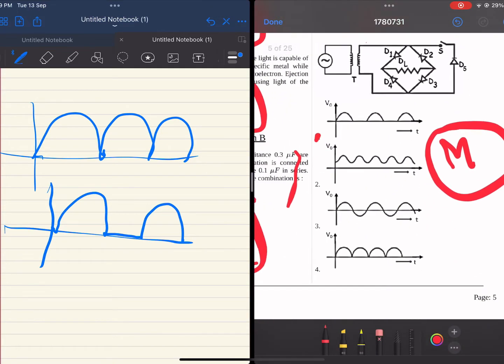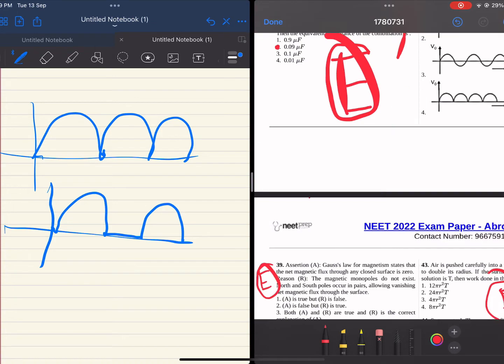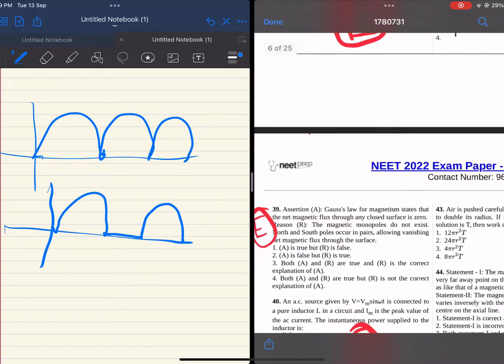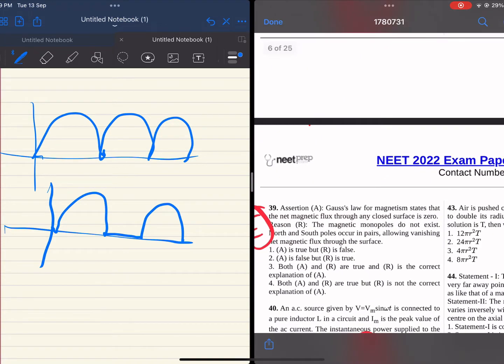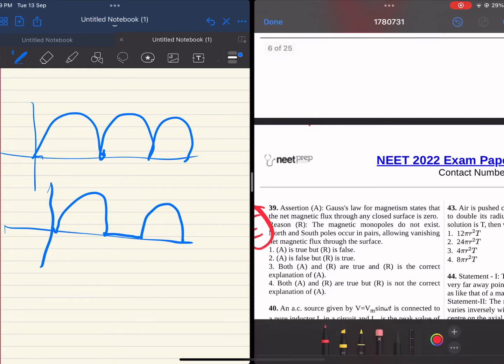Moving on to the 39th question. The 39th question is a direct assertion reasoning based question. Gauss law for magnetism says the magnetic flux through any closed surface is 0. This is absolutely right. Why? Because magnetic monopoles do not exist, like that of free electric charges. So the integral, this is one of Maxwell's equations, the integral of B dot dA over a closed surface is equal to 0. This is Gauss law for magnetism.